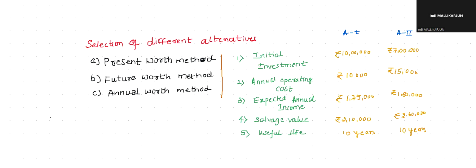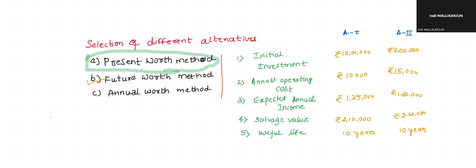Yesterday we completed the present worth method. Today we are going to find out, among the given alternatives, which alternative is best by using the future worth method. In the previous class we covered the present worth method. Now we are dealing with the future worth method, which means finding the future value of the given alternatives. Based on the future values, we can select which alternative is best.